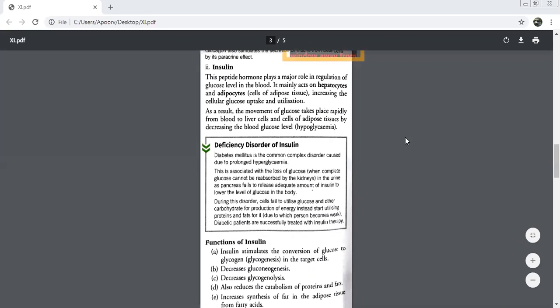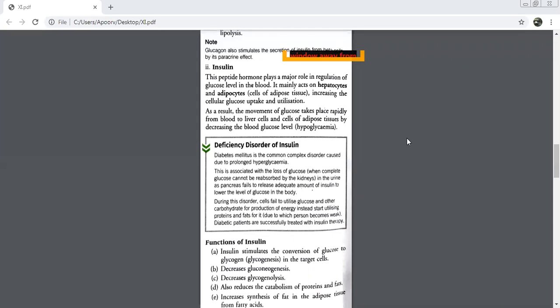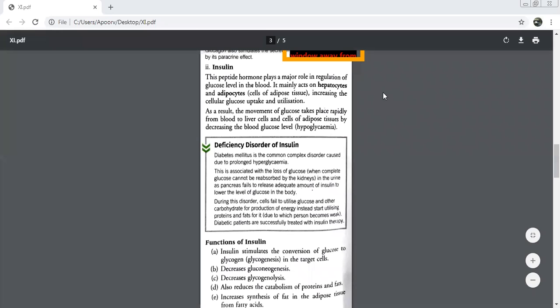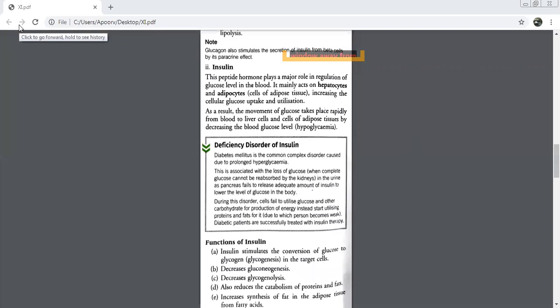Which are the two types of cells we just now discussed? Adipocytes and hepatocytes. So what will these cells do? Increase cellular uptake. Excellent. They will start utilizing more glucose. So when they're utilizing more glucose, obviously the blood sugar level is going to go down, and this will decrease the blood glucose level.